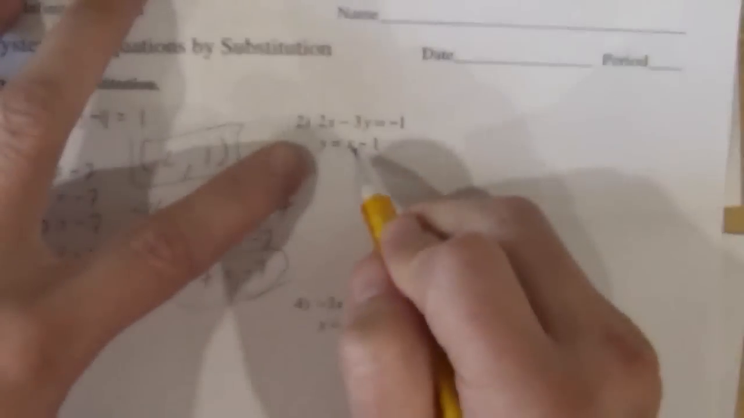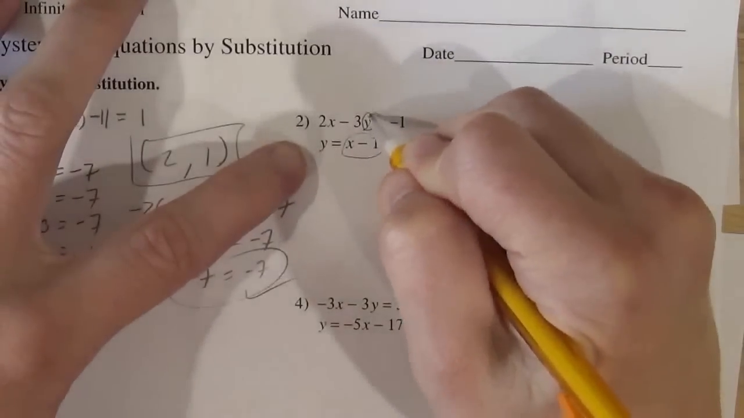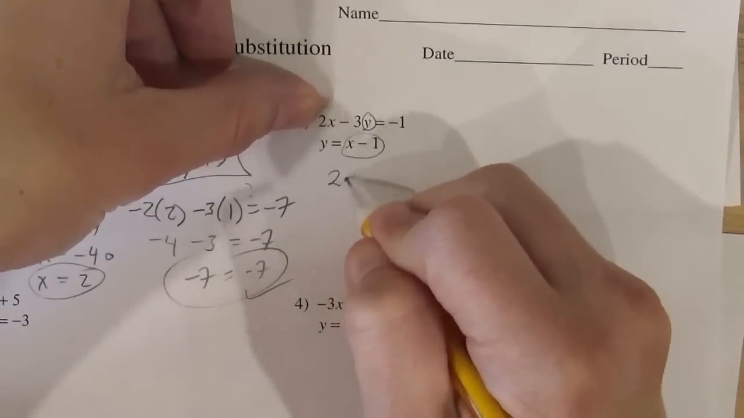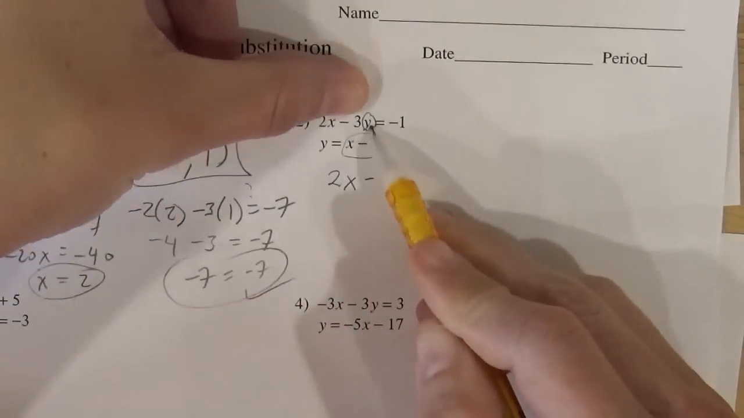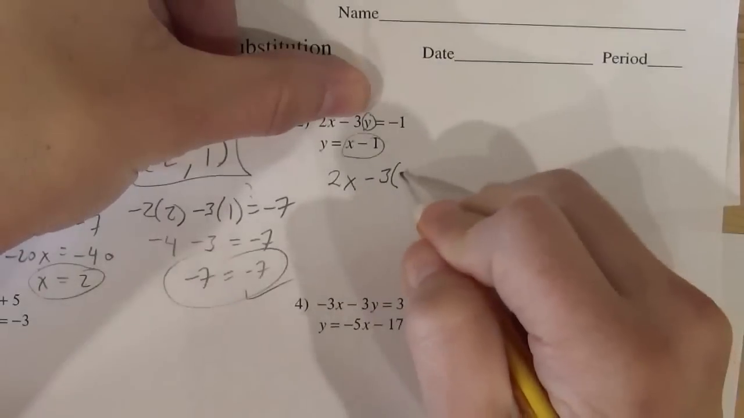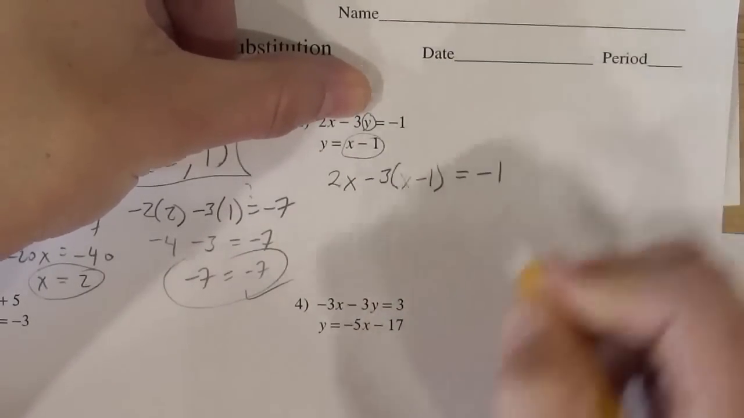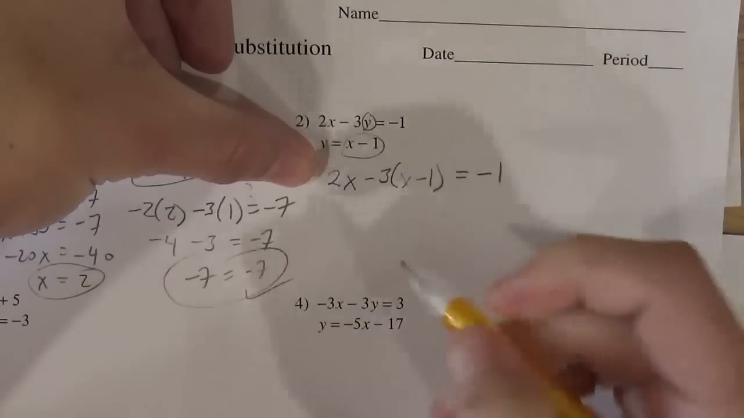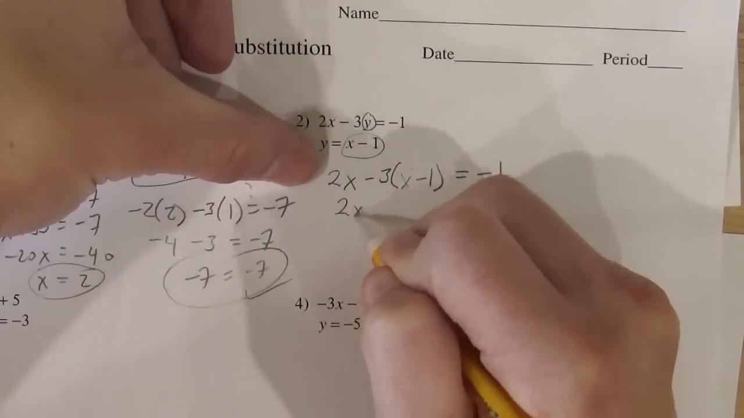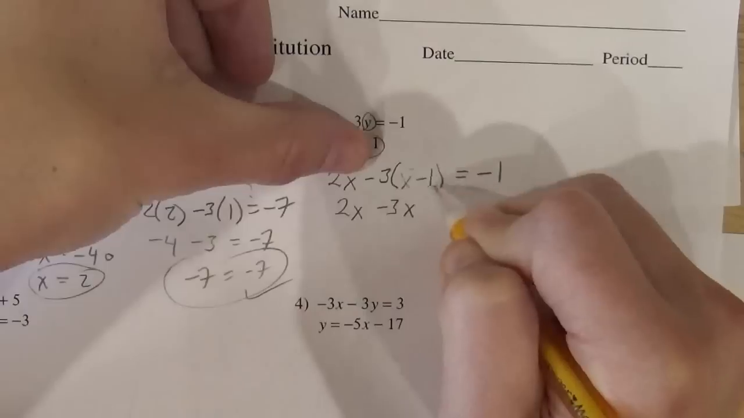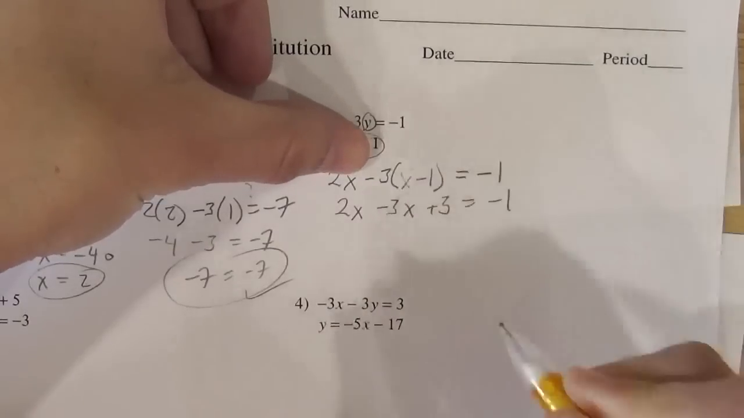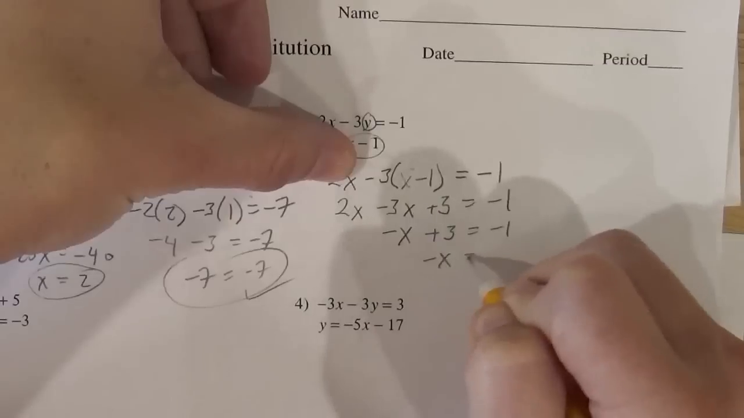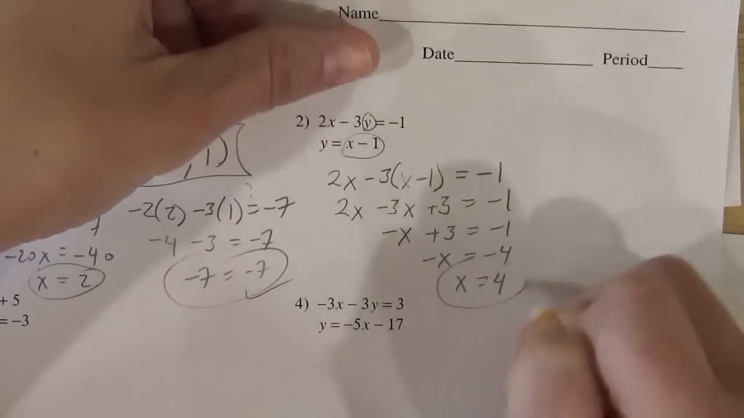Let's do it again. So this one, the y equals x minus 1. So I'm going to replace the y in the other guy with x minus 1. So I'm just going to rewrite this top one, 2x minus 3, and instead of writing y, I'm going to write what it equals. y is x minus 1. And now I have this equation, which I've known how to solve for a while. This is just one unknown. So distribute that negative 3. So it'll be 2x minus 3x plus 3. Make sure you distribute that negative. Equals negative 1. So negative x plus 3 is negative 1. So negative x is negative 4. So x is 4. Got one.